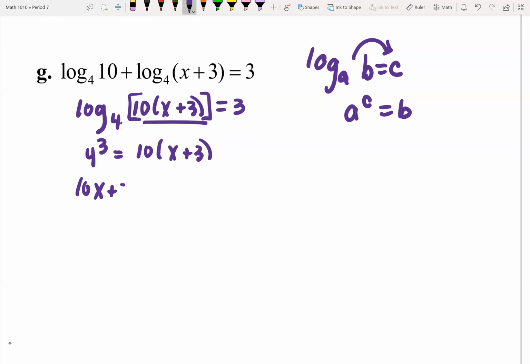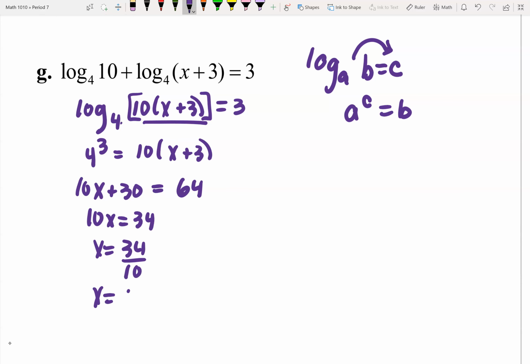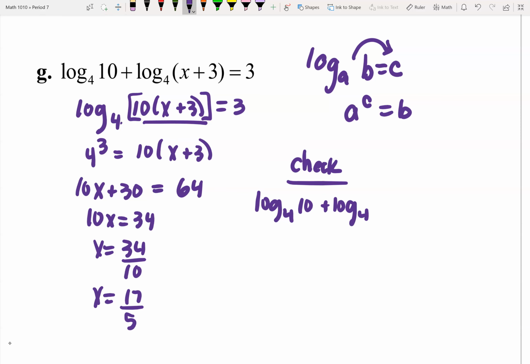Distribute: 10x plus 30 is equal to 4 to the third, which is 64. Move your 30. 10x equals 34. Divide. X equals 34 over 10. Reduce. That would be 17 over 5. Are we done? No. Write the word check. Log base 4 of 10 plus log base 4 of 17 over 5 plus 3 equals 3.